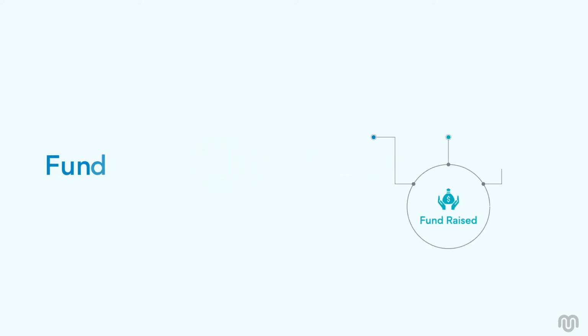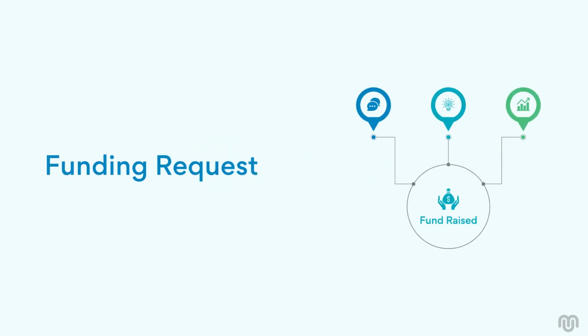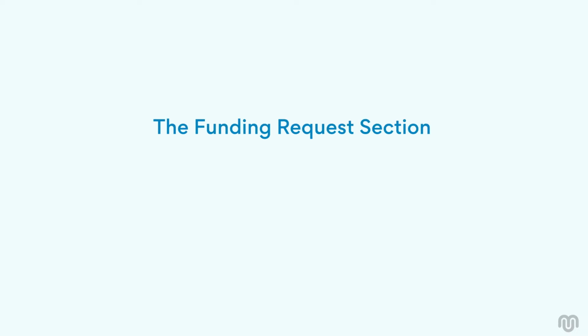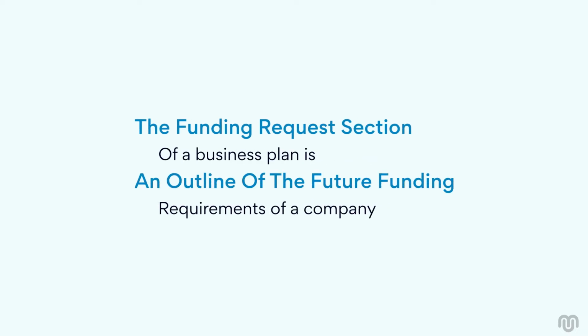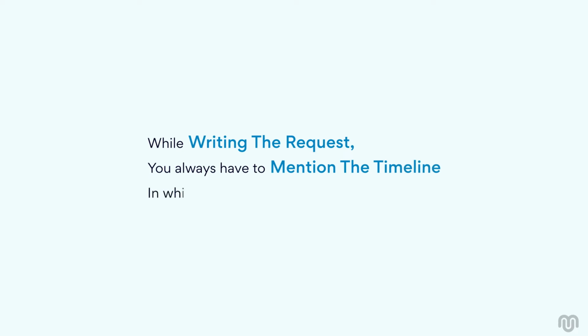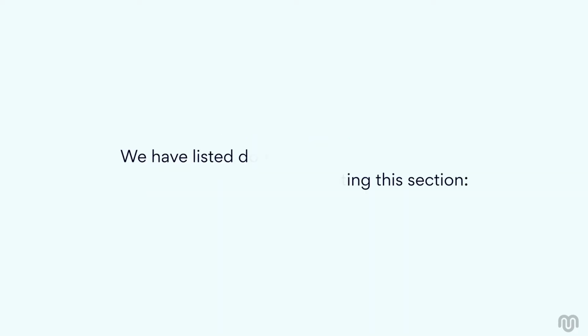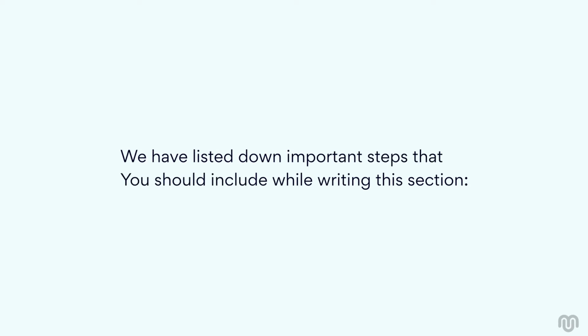Write a funding request section in your business plan. The funding request section of a business plan is an outline of the future funding requirements of a company. While writing the request, you always have to mention the timeline in which you will utilize the funds. We have listed down important steps that you should include while writing this section.